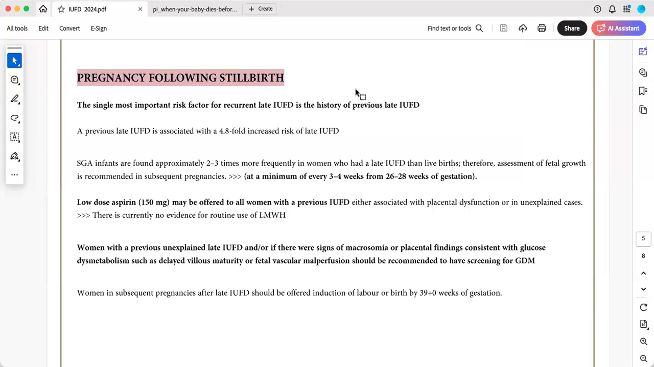Okay, how about the care of pregnancy following a stillbirth? Are there any specific precautions?